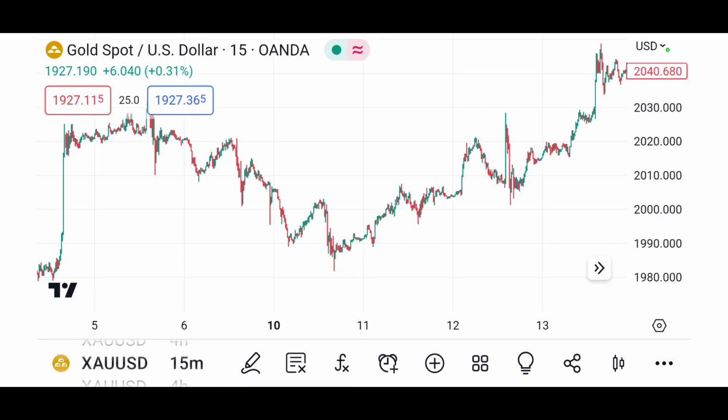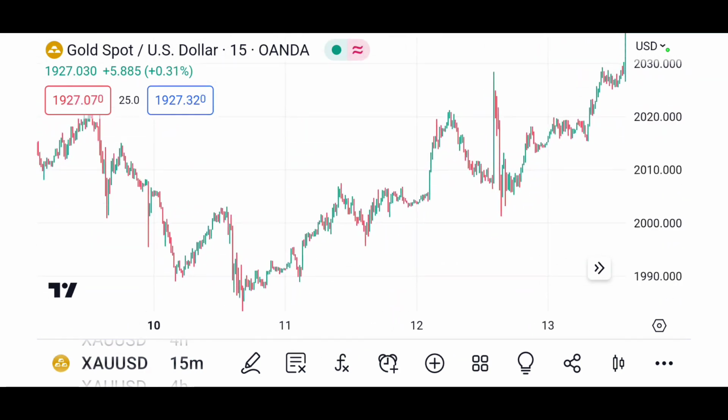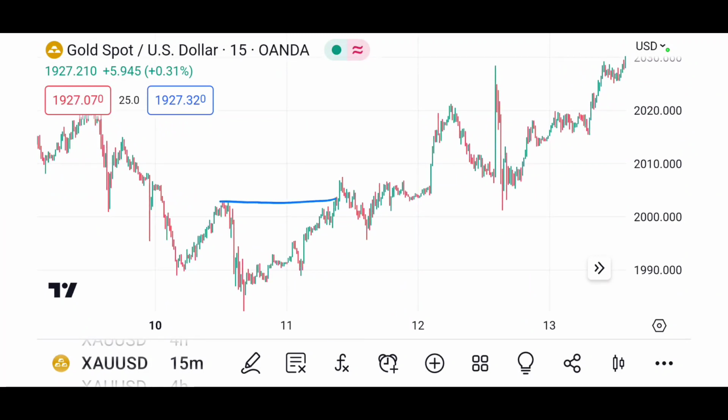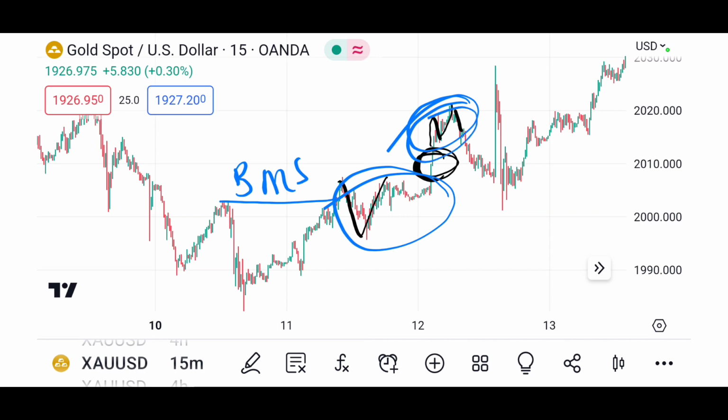So we can see a range structure, and then you would notice a smaller range structure within our range structure. So this is our BMS, and this is our range structure. This could not create a higher high. But then you would see this gap here. And after this gap, you would notice the little structure here. So we can say that this is our sub-range structure. So this is our range structure. This is our sub-range structure.